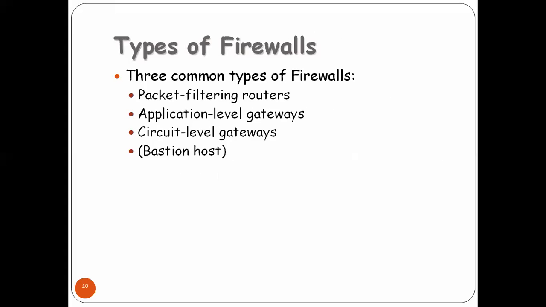The next most important thing is the types of firewalls. Where are we going to be protected and what types of firewalls are we going to use? Three common types of firewalls are there: packet filtering routers, application level gateways, and circuit level gateways. Packet level means we are talking about the low level. Whenever we transfer data, it is transferred via bits or via packets. The packet is the final stage of bounding the data, from bit to datagram to packet.